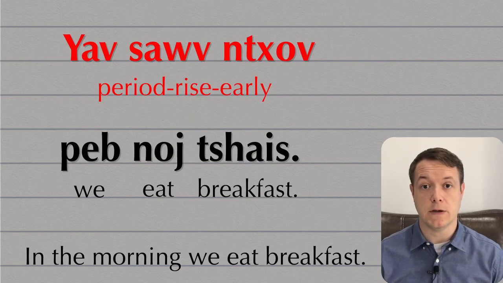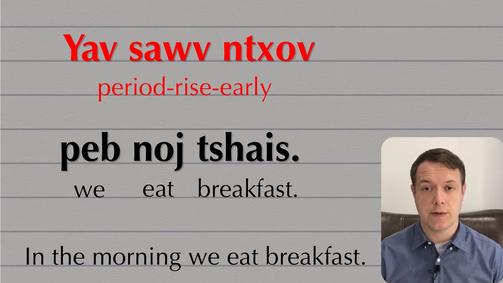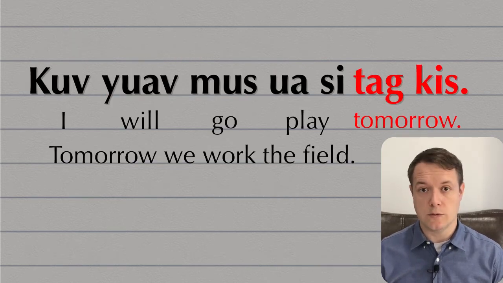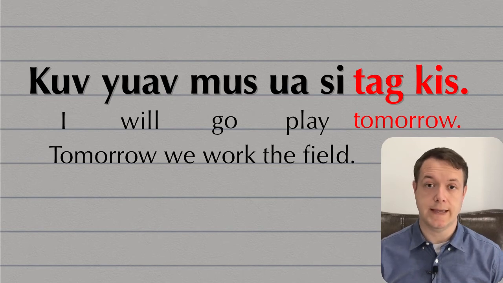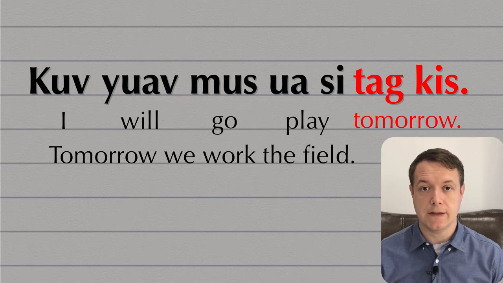Ya shen so bei no chai. So Ya shen so is the period of time in the morning. Bei is we again, and No is eat. Finally, Chai is breakfast. So what about this sentence? Gu yo mo o shi taki. Gu is I, your is will, mo is to go, or she is to play, and taki is tomorrow.